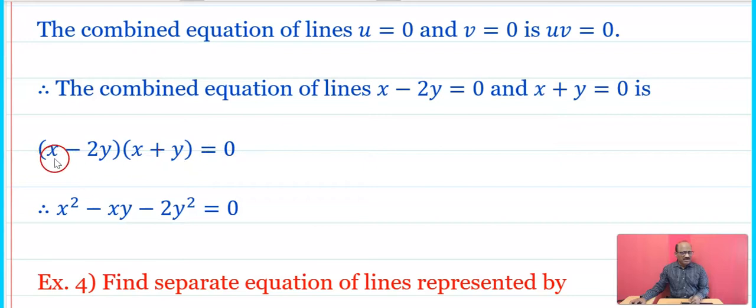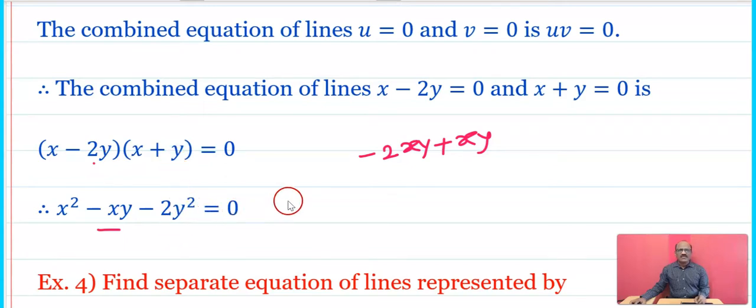Now their product: x into x, x square; x into y, then you will get plus xy. For the term minus 2y into x, you will get minus 2xy. And combined with the plus xy, overall you will get here minus xy. And the last term is minus 2y into y, so you will get minus 2y square.